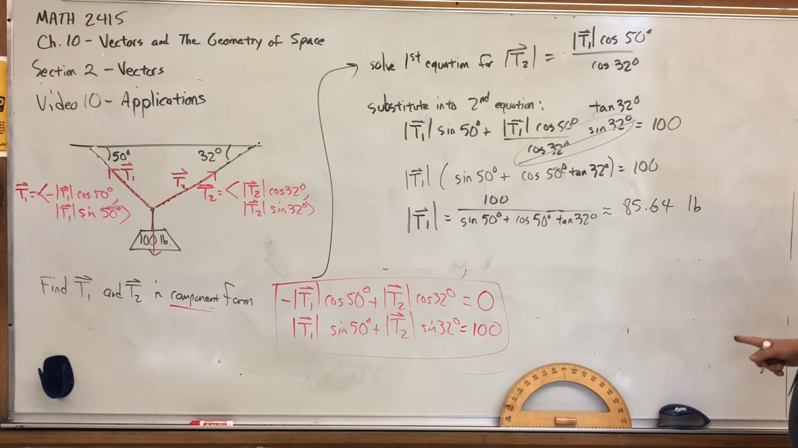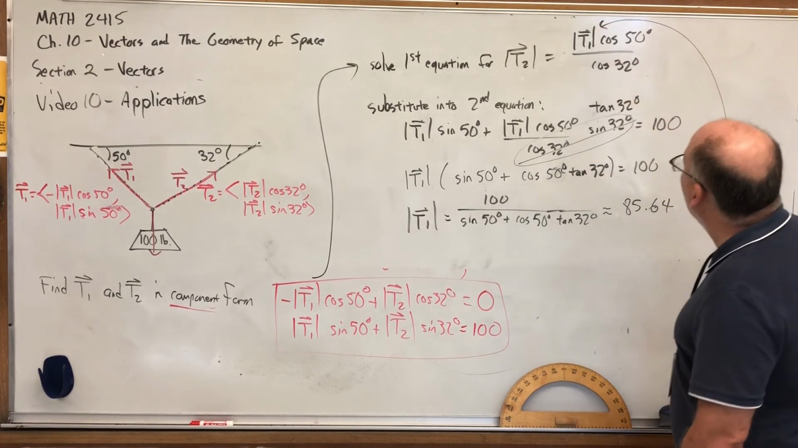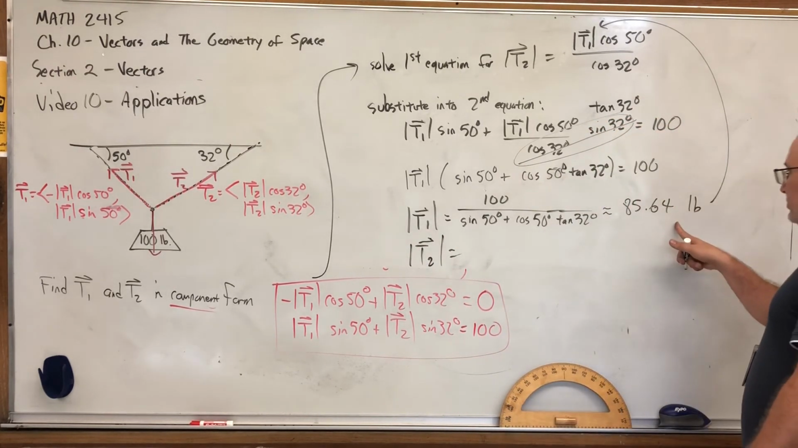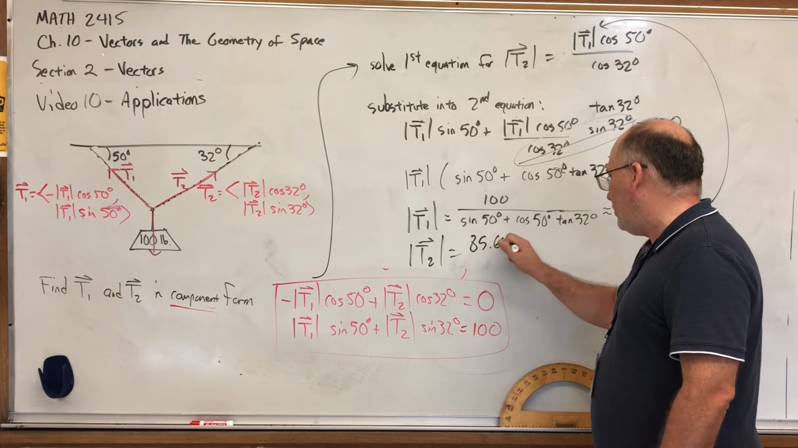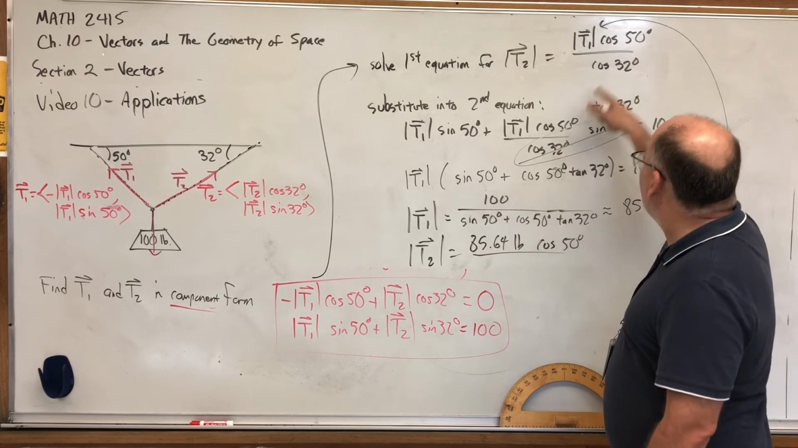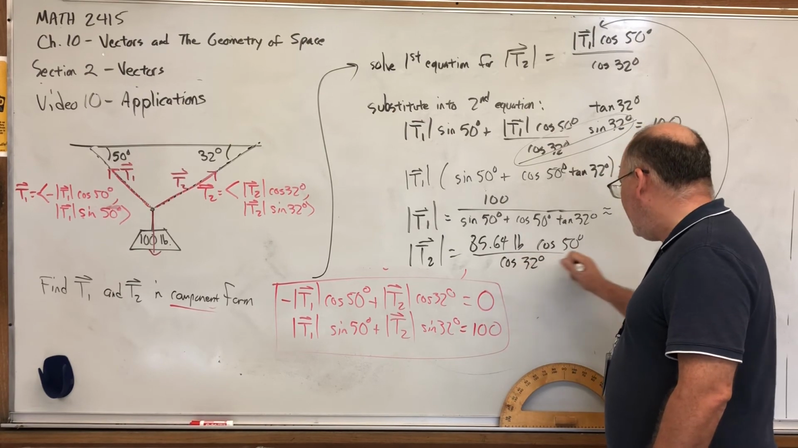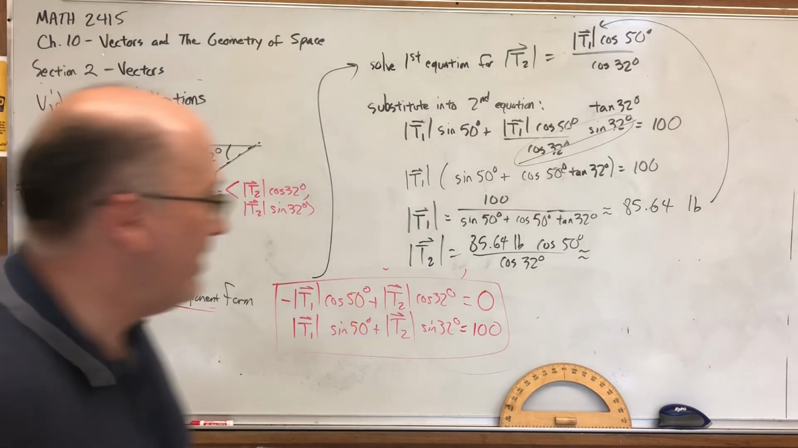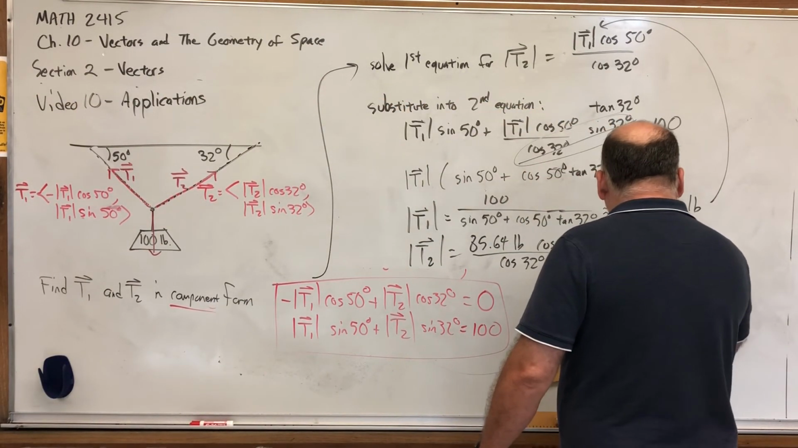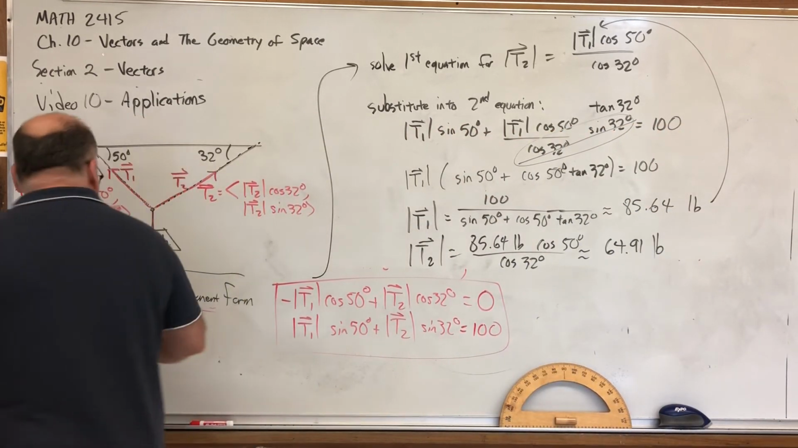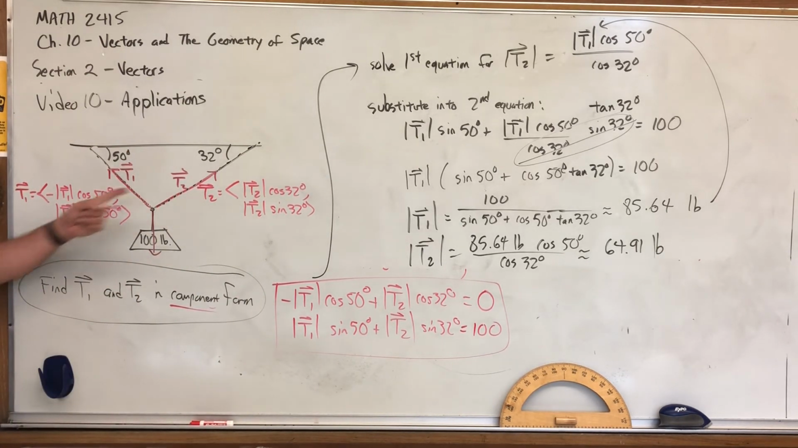And now that we know the magnitude of T1, we can simply substitute it here and figure out the magnitude of T2. Magnitude of T2 would be the magnitude of T1, which was about 85.64 pounds, times cosine of 50 degrees, divided by the cosine of 32 degrees. And if you put that in a calculator, you get approximately 64.91 pounds. Which still doesn't answer the question. The question is what was T1 and T2 in component form? Well, we already know it's equal to these, and now we have the missing magnitude, so we can substitute them back in.